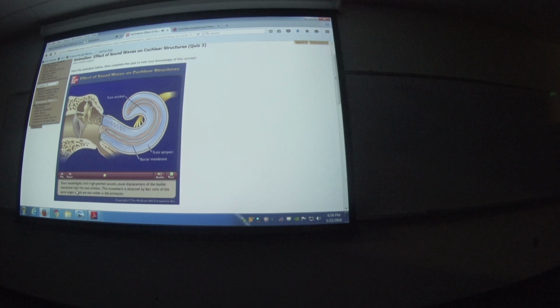Short wavelengths from high-pitched sounds cause displacement of the basilar membrane near the oval window. This movement is detected by hair cells of the spiral organ, which are not visible in the animation. Long wavelengths from low-pitched sounds cause displacement of the basilar membrane far from the oval window. Again, this movement is detected by hair cells of the spiral organ, which are not visible in the animation. When the vibrations reach the perilymph in the scala tympani, they travel to the round window where they are dampened.